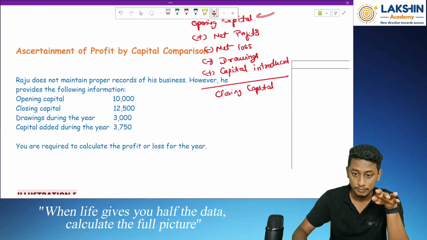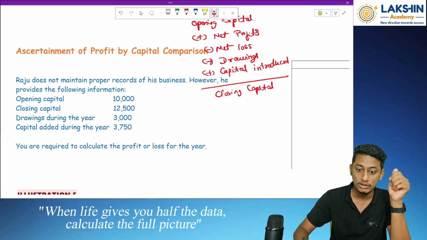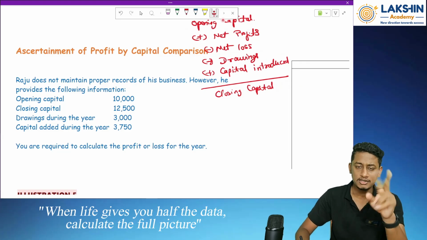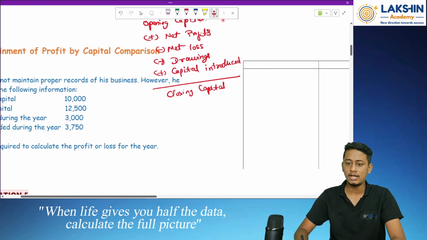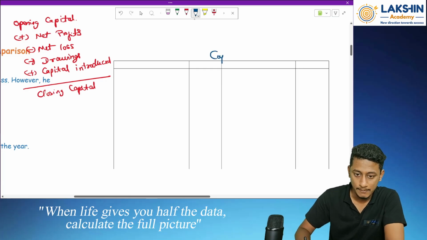So now we need to figure out how much is the profit or loss. They have given us the opening capital, they have given us the drawings, they have given us capital introduced, they have also given us the closing capital. The only thing missing is net profit or loss. This we need to figure out. Simple. Just substitute the values and figure out. Or else what I will do is I will prepare the capital account simply. I will open the capital account.